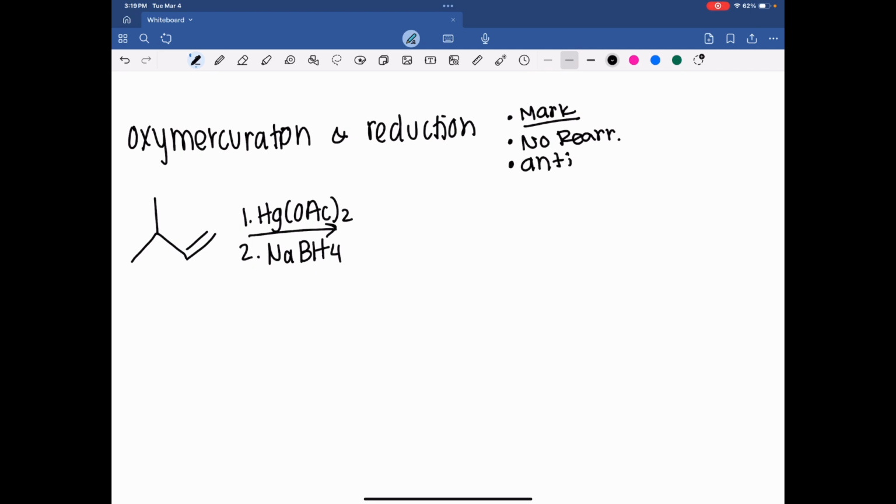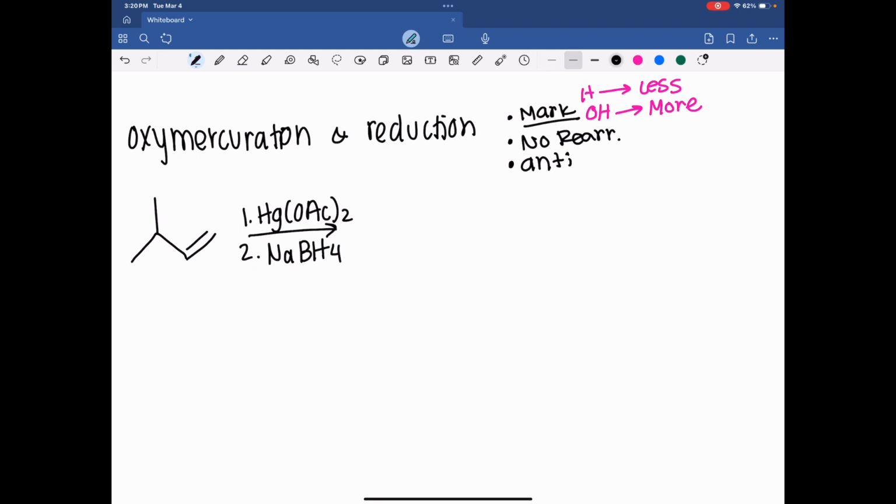So this one's kind of unique because we don't have to remember the mechanism. There's just a couple things we need to remember about this reaction. First thing, definitely need to memorize the reagents and the name of the reaction. And then it's Markovnikov, so I'm going to be adding an H to the less substituted side. And then I need to memorize that I'm going to be adding an OH to the more substituted side.